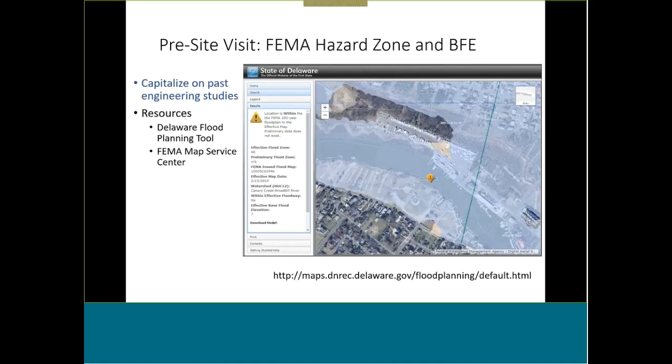Also, capitalizing on existing work, right? Storm surge and extreme water levels are very hard to compute, but luckily FEMA does that for us. So Delaware has a flood planning tool that lets you navigate to any site, click on your site, and it tells you your flood zone. So using the Little League ball field in Lewes as an example again, we know that this is in an effective flood zone AE, which means it's coastal, there is some wave energy, and the base flood elevation is 7 feet.